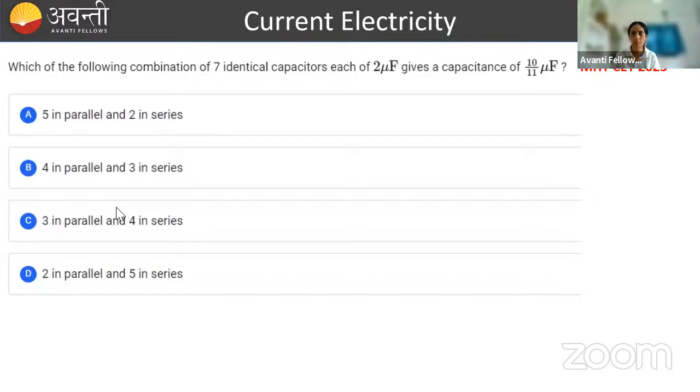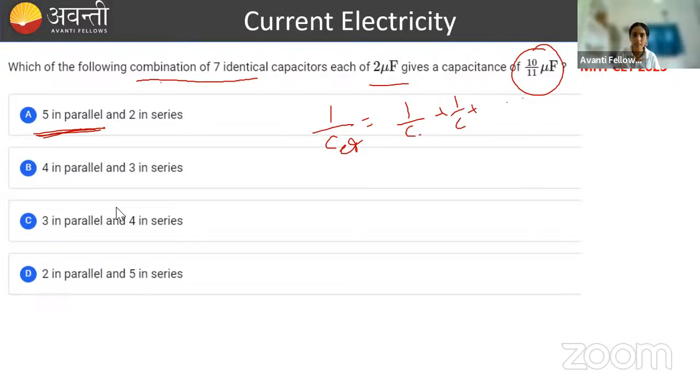Sultana, yes. Kolhapur, yes. Okay, so what is the question here? Which of the following combinations of 7 identical capacitors, each of 2 microfarad capacitance, gives a capacitance of this? So here 5 are in parallel. If they are equal capacitors, you cannot write 1 by C equivalent equals 1 by C plus 1 by C up to 7, because if capacitors are in parallel, you add them like in series.